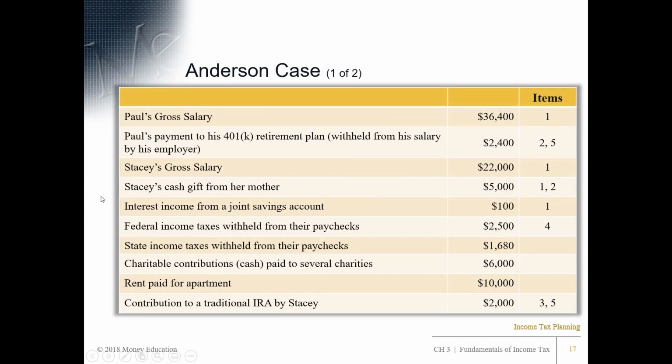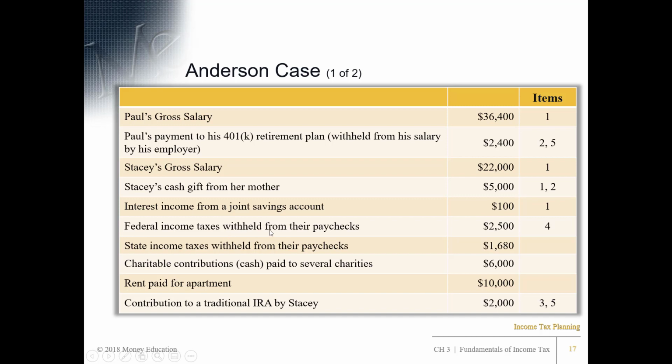So here's an example of the Anderson case, which is in your book. Paul has a gross salary, and then Paul makes payments to his 401k and retirement plan that's withheld from his salary. So this would not be taxable, so we would subtract that from his gross salary. Then he's married. He's got Stacy's salary, which is $22,000. She gets a gift from her mother. So remember, gifts aren't taxable. They do have interest income from a joint account, taxable.